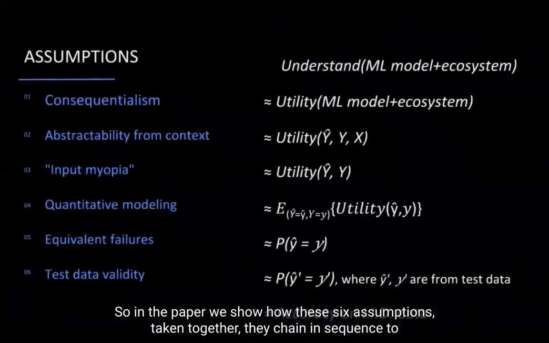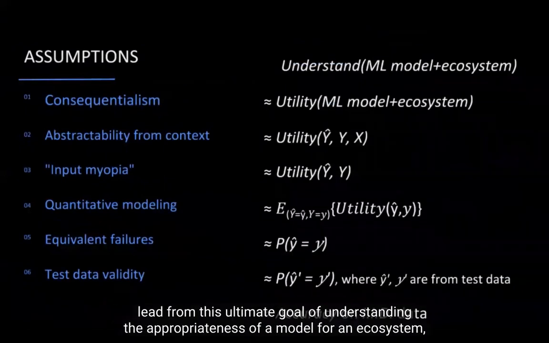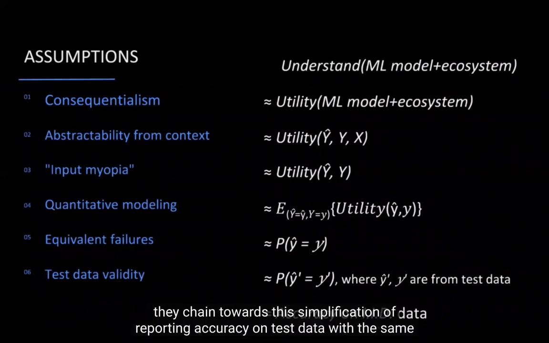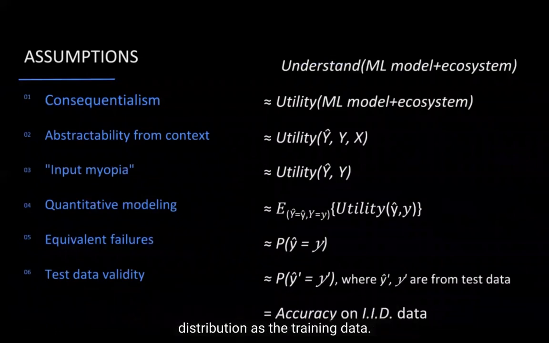So in the paper, we show how these six assumptions taken together chain in sequence to lead from this ultimate goal of understanding the appropriateness of a model for an ecosystem, towards this simplification of reporting accuracy on test data from the same distribution as the training data.